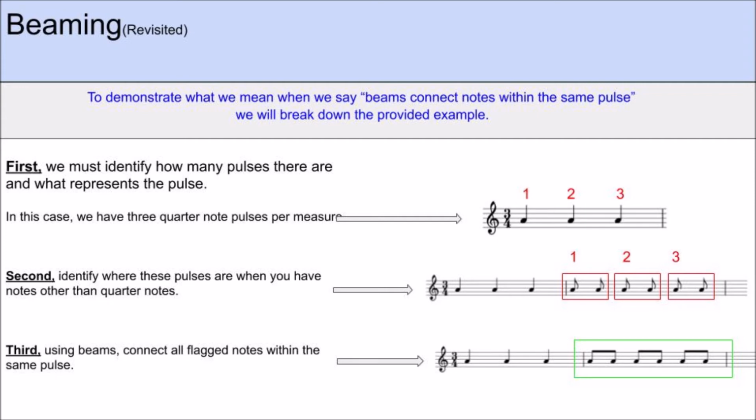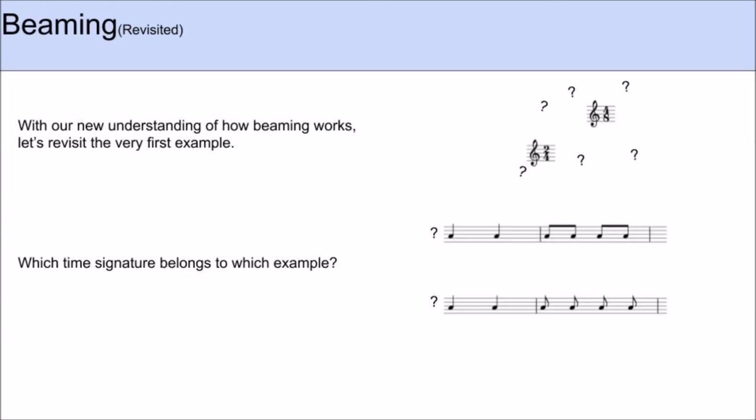Once I've set the boundaries for each pulse, I'm going to use beams to connect all of the flagged notes within the same pulse. And you can see that in the green box in the bottom right. Now that we understand this a little more, we can look at the very first example again. So here I have 2 examples with 2 quarter notes followed by 4 eighth notes, but I have taken off the time signatures. Which time signature belongs to which of the examples? Do you know?